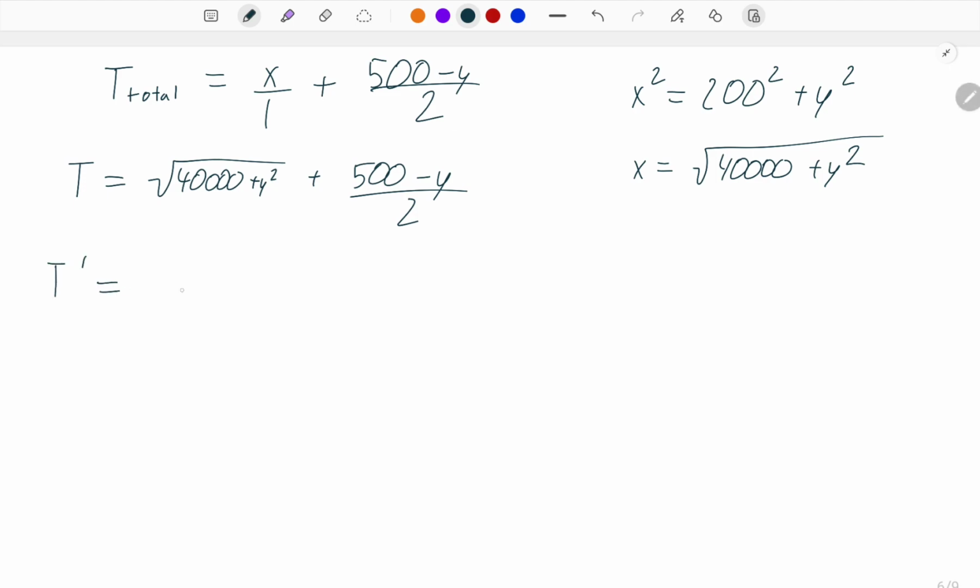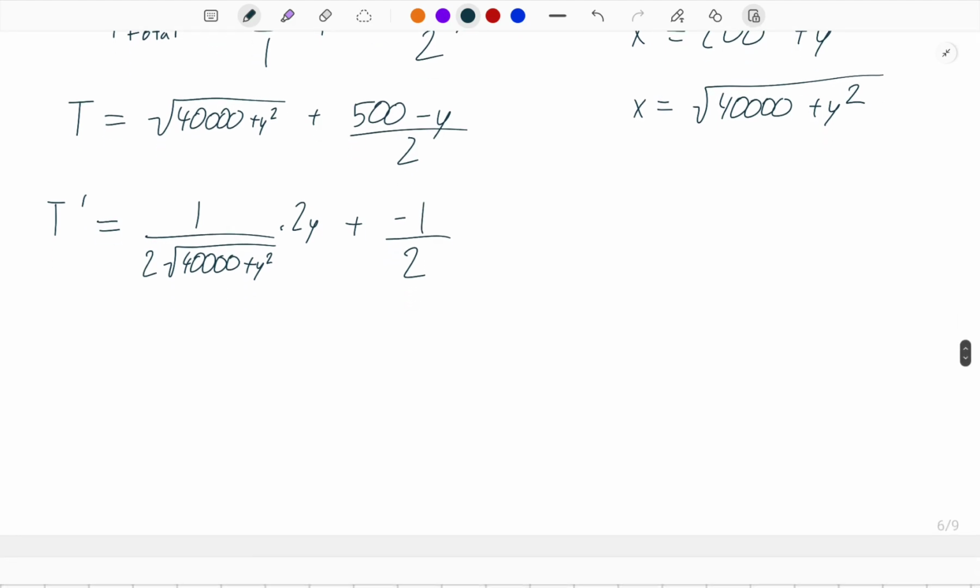So t prime, it's a square root, so it's just 1 over 2 of that square root, and then a little bit of a chain rule. In this case, the chain rule works pretty nicely. It's just 2y. The second one, the over 2, that's just like a constant in front, so it just stays as over 2. And then 500, well, that's nothing, so it's just negative y. So it's just negative 1. Okay. And we need to set this equal to 0.